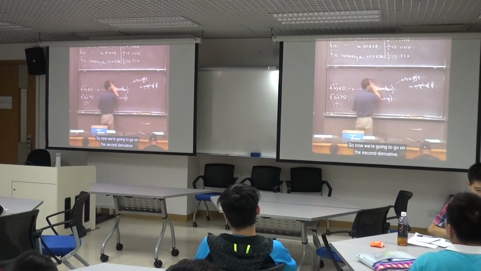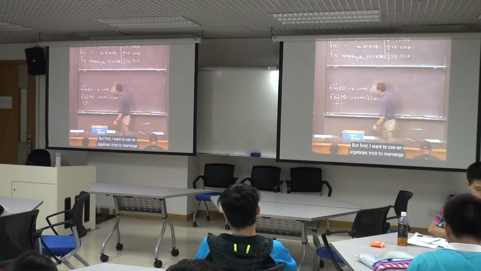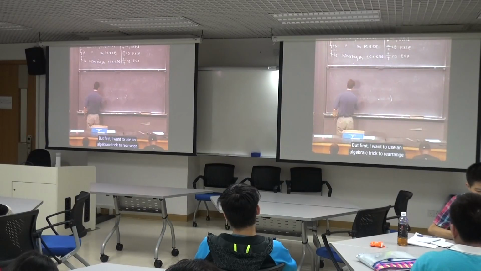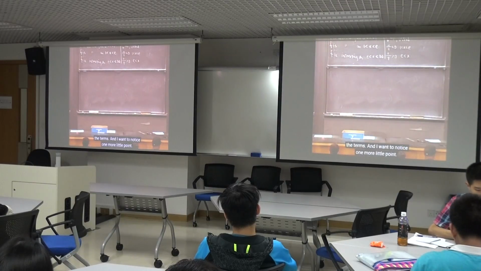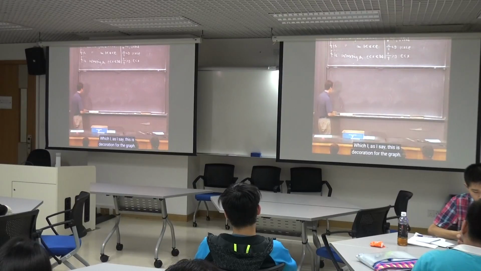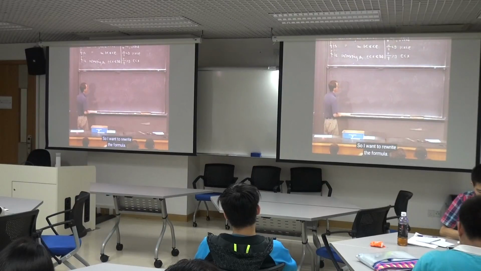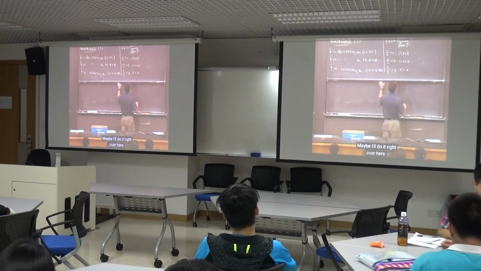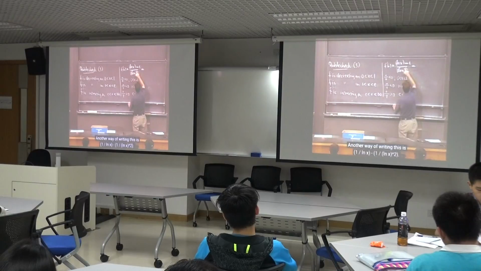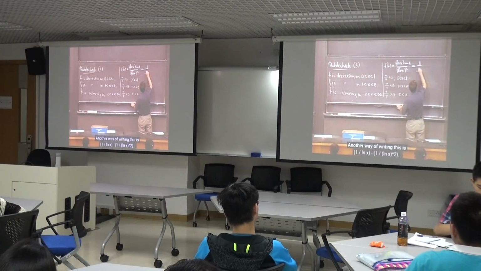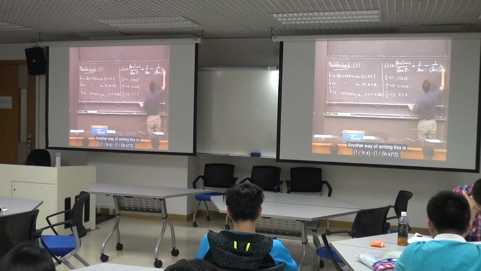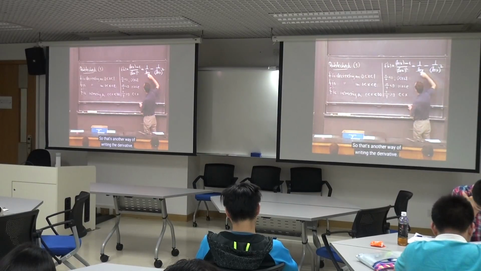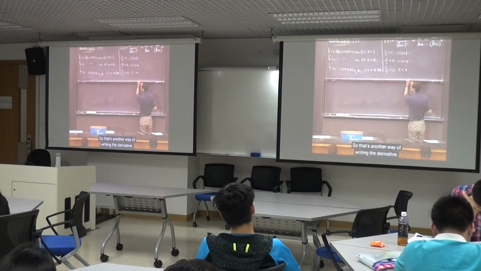All right, so now we're going to go on to the second derivative, but first I want to use an algebraic trick to rearrange the terms, and I want to notice one more little point, which as I say, is decoration for the graph. So I want to rewrite the formula. Maybe I'll do it right over here. Another way of writing this is 1 over log x minus 1 over log x squared. So that's another way of writing the derivative.